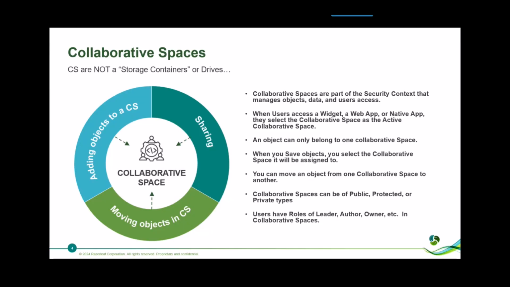Collaborative spaces are not storage containers or drives. Collaborative spaces are part of the security context that manages objects, data, and users' access. When users access a widget, a web app, or a native app, they select the collaborative space as the active collaborative space. An object can only belong to one collaborative space. When you save objects, you select the collaborative space it will belong to and be assigned to. However, you can move objects from one collaborative space to another. A collaborative space can be of public, protected, or private type. Users have roles as leader, author, owner, etc. in collaborative spaces.